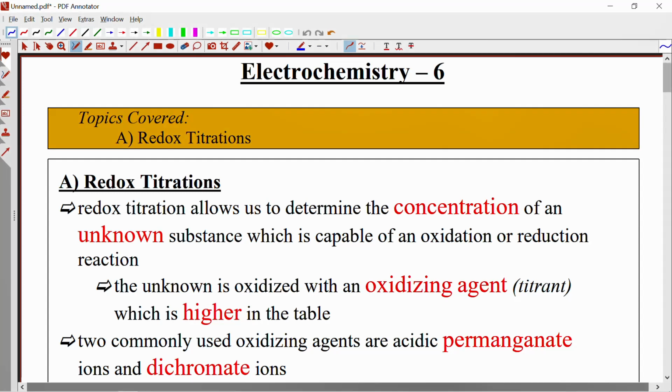That oxidizing agent, in other words the chemical substance that will undergo reduction, pulling electrons off of something else, causing it to oxidize, will be our titrant. That is that dark purple potassium permanganate solution that I was talking about. That's what we're going to use in tomorrow's lab. Two commonly used oxidizing agents are acidic permanganate. Now, I said potassium permanganate, but the potassium is a spectator. And also dichromate ions. We don't use dichromate very often though because it's carcinogenic.